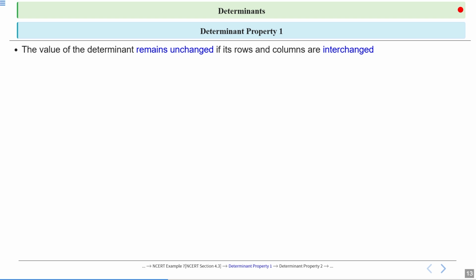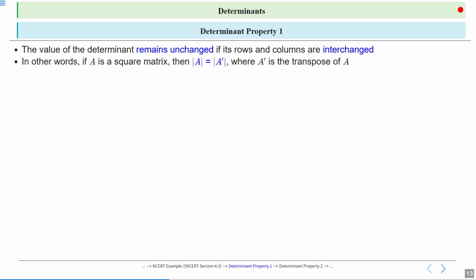So now we read some properties related to determinants. The first property is that the value of a determinant remains unchanged if its rows and columns are interchanged. So it says that if in a determinant, in a matrix, we interchange its rows and columns, that means rows become columns and columns become rows, then the value of the determinant remains unchanged.